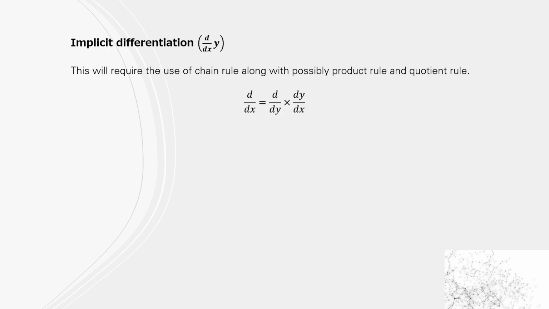Now let's have a look at implicit differentiation. So we're going to use the chain rule, which is d dx is d dy times dy dx, along with possibly the product rule and quotient rule for this. So let's have a look at some examples.